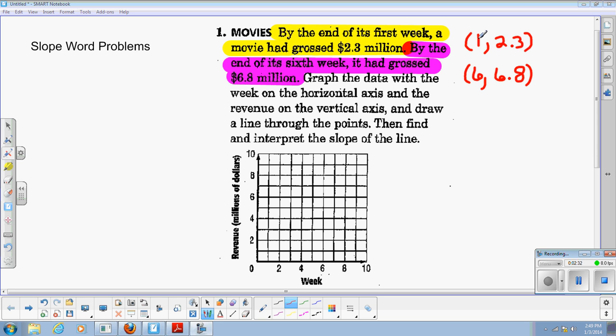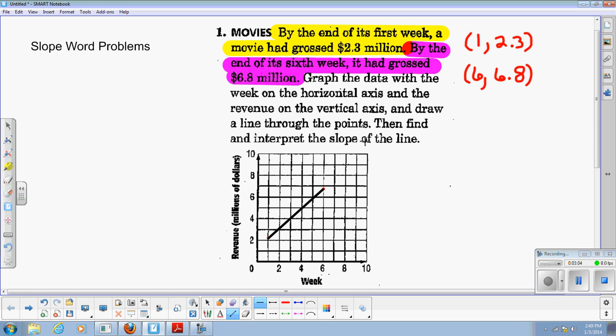You would now graph the points 1, comma 2.3. So I have 1, first week, 2.3. And notice it's not going to be exact here. It's going to be in the middle. So I'm going to put a dot at about where 2.3 is. Then 6, 6.8. Put another dot. And draw a line through the points. I'm going to take a straight edge and draw it straight, and I'll get it through the 2 points. So now I have my line.